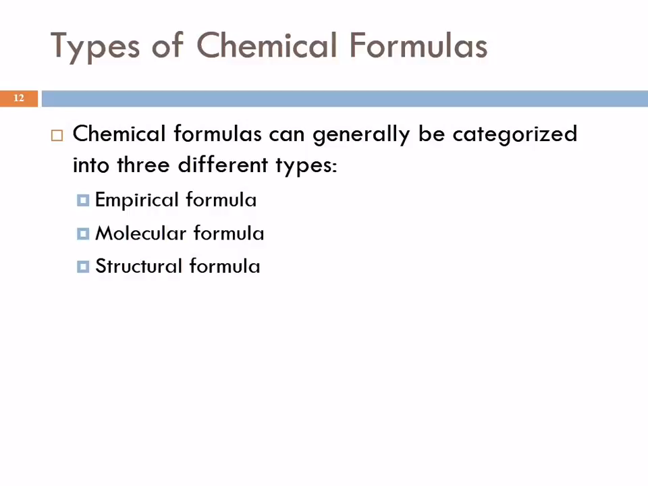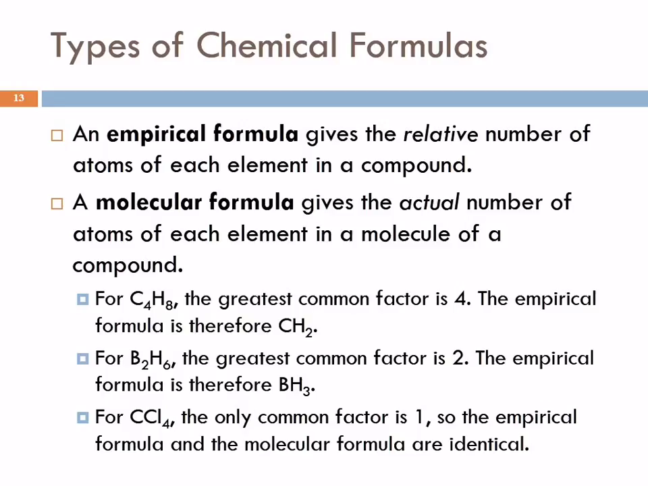There are different types of chemical formulas. We will talk about empirical, molecular, and structural formulas. And they're used in different situations where different amounts of information are needed. So an empirical formula gives the relative number of atoms of each element. This is going to give us the lowest ratio. And this is useful in some situations. A molecular formula gives us the actual number of atoms in a molecule of that compound.